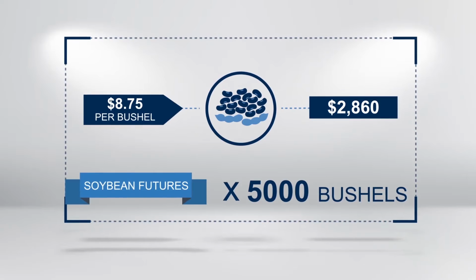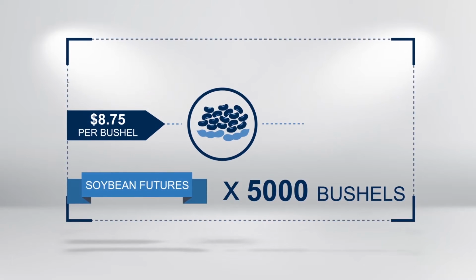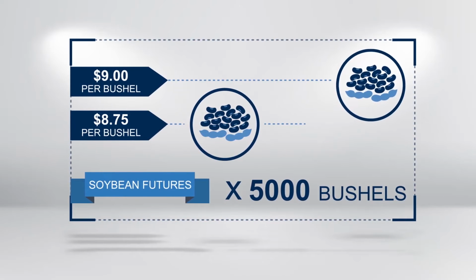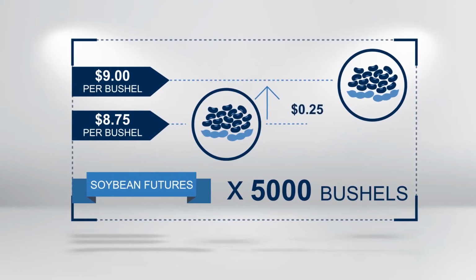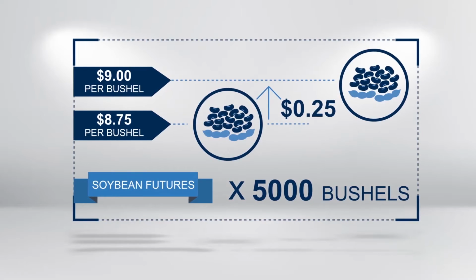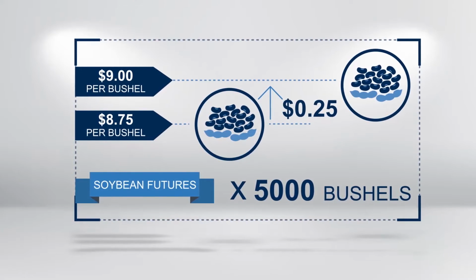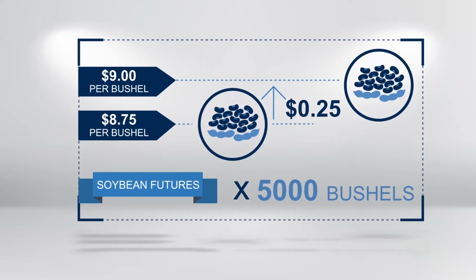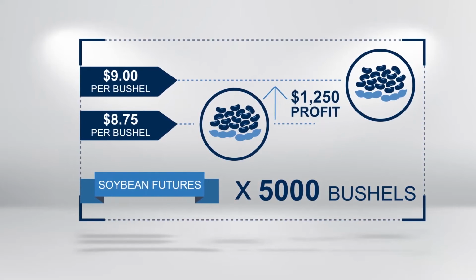In November, the price of soybeans has moved up to $9 per bushel. The difference of 25 cents per bushel is what the trader could realise as profit, or 25 cents times 5,000 bushels, which equals $1,250.